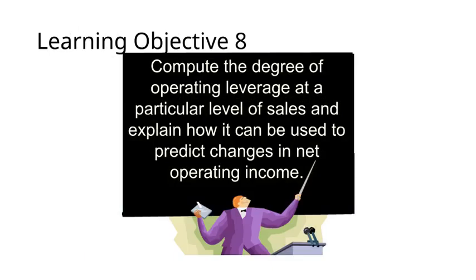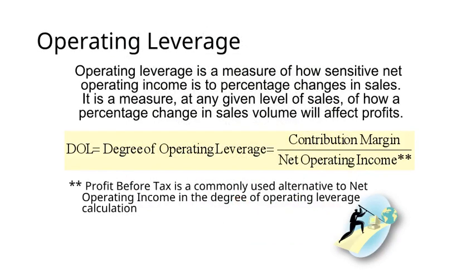Learning objective number 8 is to compute the degree of operating leverage at a particular level of sales and explain how it can be used to predict changes in net operating income. Operating leverage is a measure of how sensitive net operating income is to percentage changes in sales. The degree of operating leverage is a measure, at any given level of sales, of how a percentage change in sales volume will affect profits. It is computed by dividing contribution margin by net operating income.